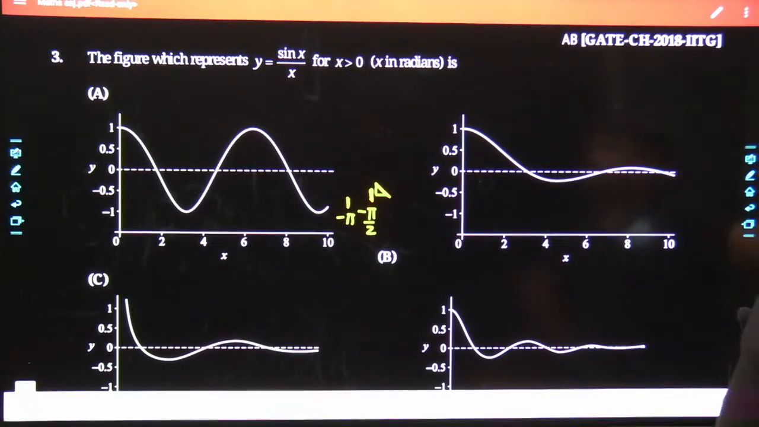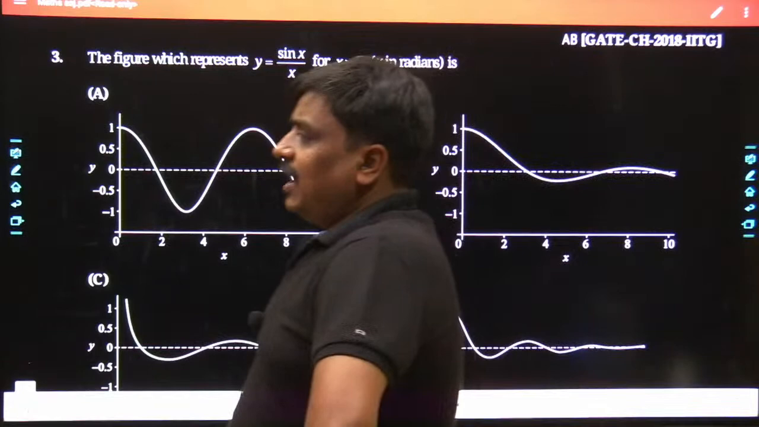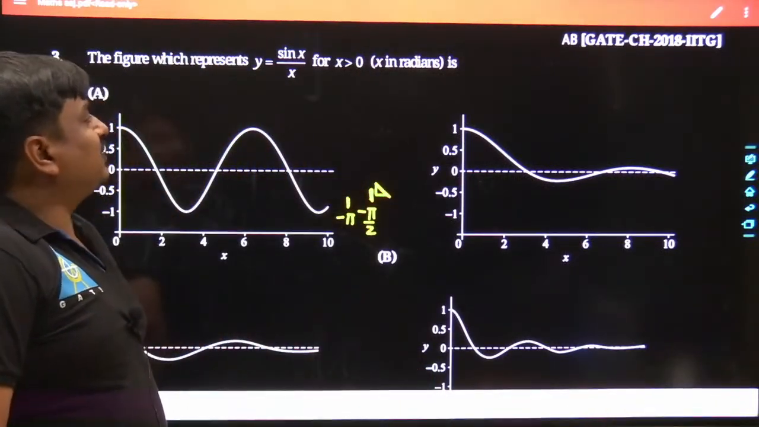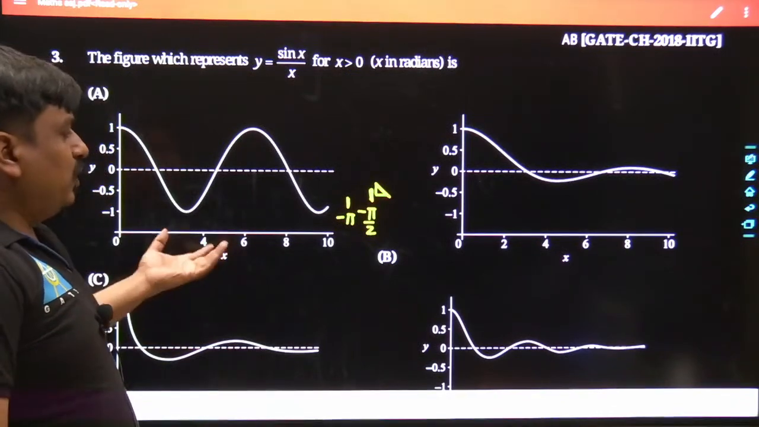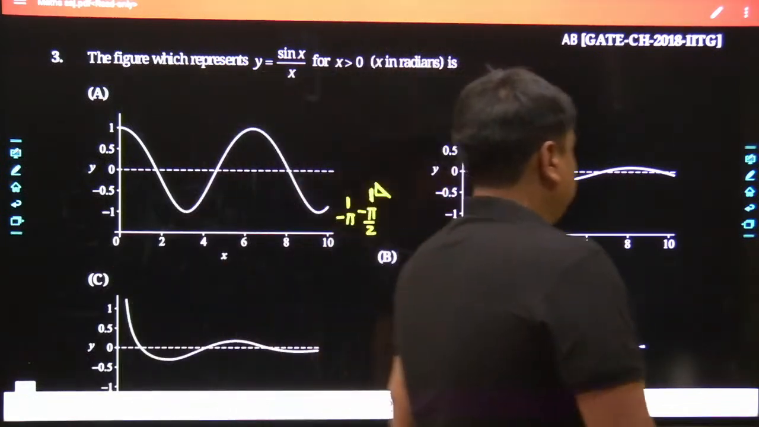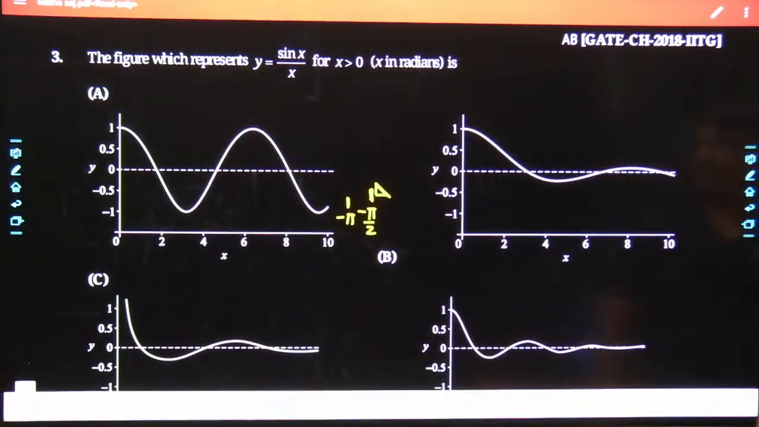What the problem states: the figure which represents y, the ratio of sin x divided by x for x greater than 0, where x is in radians. Four different curves have been attached along with this problem. Tell me what would be the best answer for this given problem?